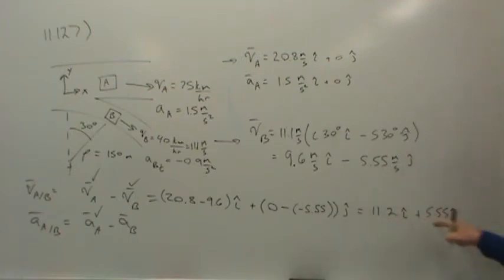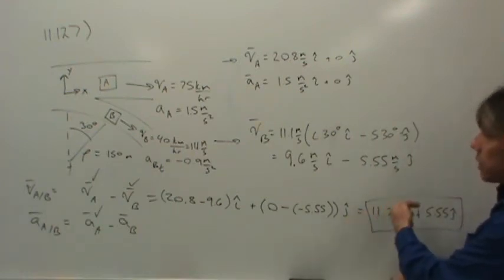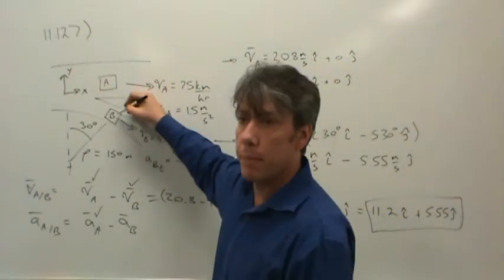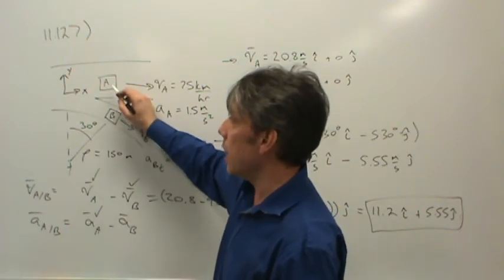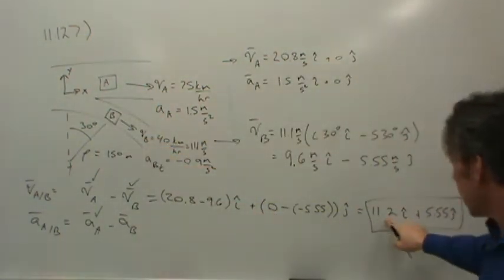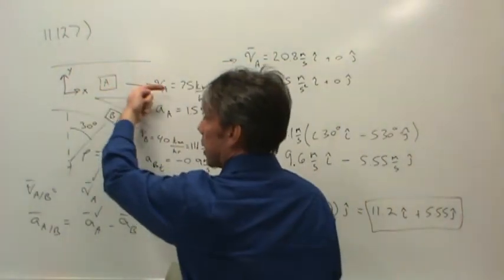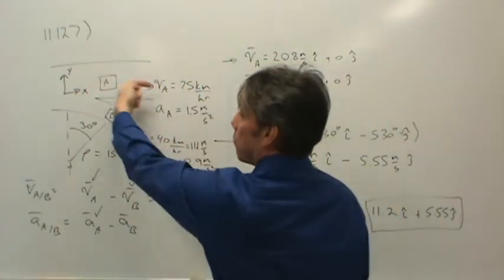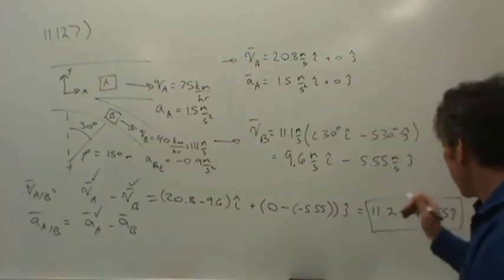Now, what does this mean? This is one of our answers, but what does it mean? Well, 11.2 in the horizontal direction, what we're saying here is if you were standing on car B and you were looking at car A, it would appear that the velocity of A is 11.2 in the i direction. Okay, so car A is pulling ahead of us on the x-axis. That makes sense. Not only is it going faster, but it has a higher component in the x direction. We only get a piece of our 40 kilometers per hour in the x direction.